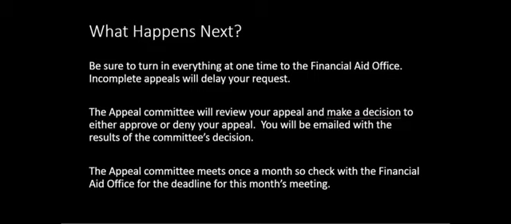Be sure to turn in everything at one time to the financial aid office. Incomplete appeals will hold up your request because it will not go to the committee without all the documentation. Once the committee reviews your appeal, you will be notified by email about the results of that appeal, so keep an eye on your email account. This committee does meet once a month, so check with the financial aid office to determine the deadline for this month's meeting.